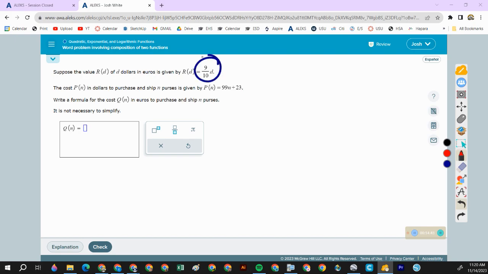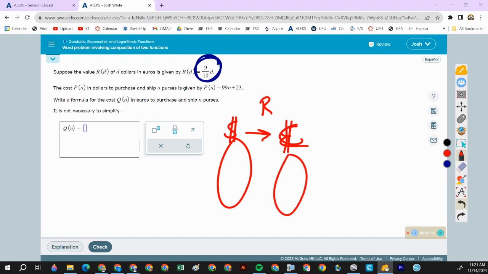Right, so what does this function do? It turns dollars into euros. So we have function R, and it takes dollar signs and converts them into, what is the euro sign? I don't remember. Something like that. Okay, so that's what function R does.